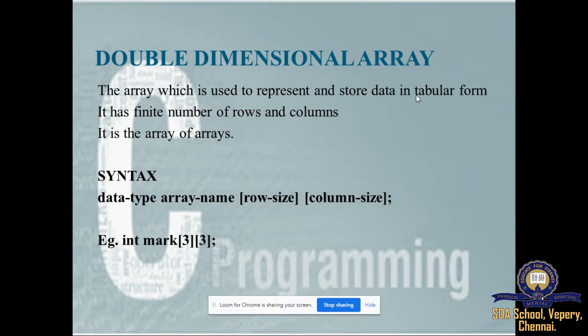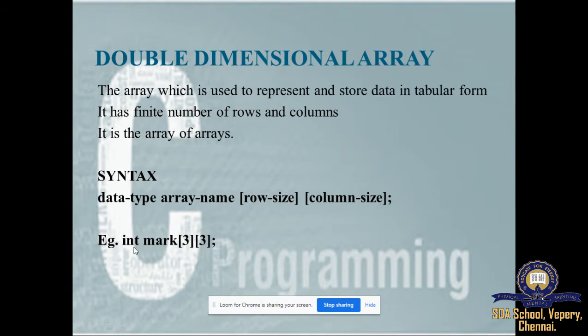So it has a finite number of rows and columns. For example, 2 rows and 2 columns, 3 rows and 3 columns, 2 by 2 matrix and 3 by 3 matrix, all those things. So it is also called array of arrays. Since a row matrix is called a single dimensional array, you have multiple rows, so it is called array of arrays. Okay, the syntax is the data type and the array name you have to specify, and here you have two subscripts. One is your row size and second one is your column size.